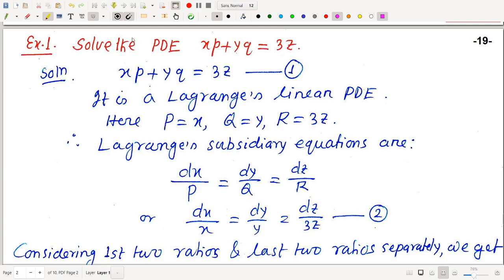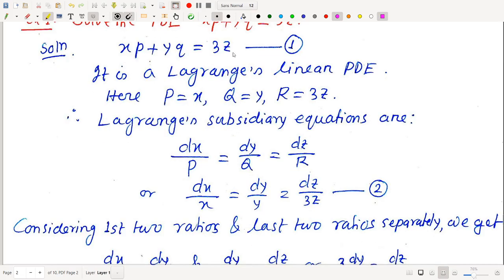Number 1. Solve the PDE x p plus y q equal to 3z. p means del z by del x, q means del z by del y. So here it is obviously a Lagrange's linear PDE. Here P is x, Q is y, R is 3z. Therefore Lagrange's subsidiary equations or auxiliary equations are dx by P equal to dy by Q equal to dz by R, or dx by x equal to dy by y equal to dz by 3z.